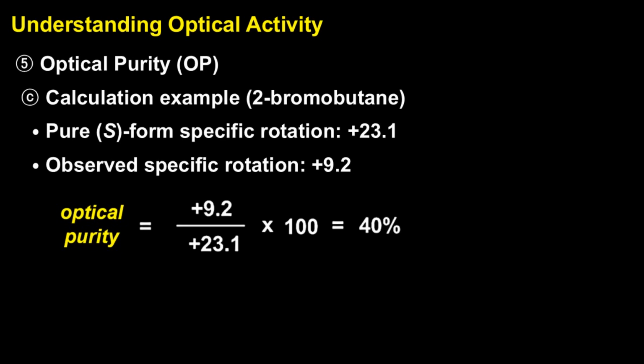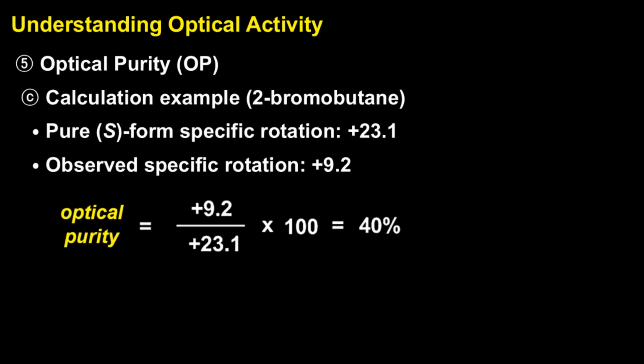Let's look at an example with 2-bromobutane. The pure S form of 2-bromobutane has a specific rotation of plus 23.1. In a given mixture, the observed specific rotation is plus 9.2. Using the formula, we calculate the optical purity as 40%.